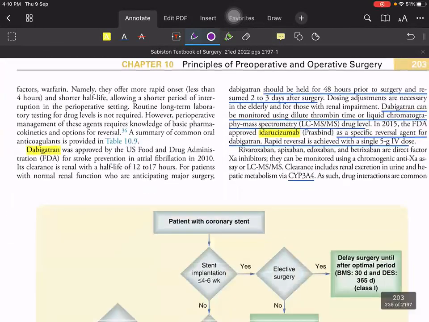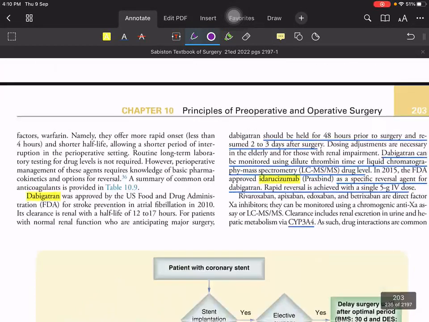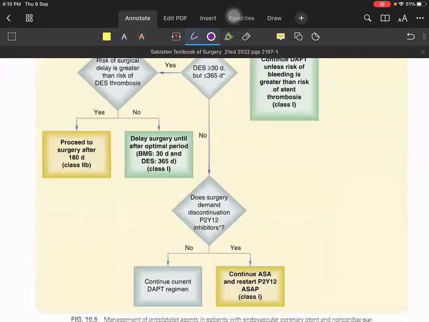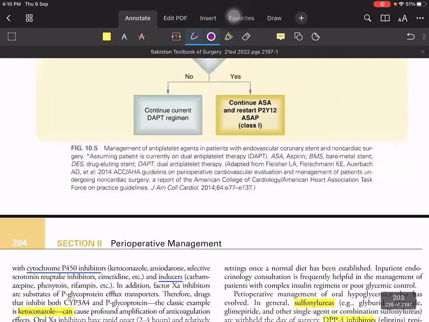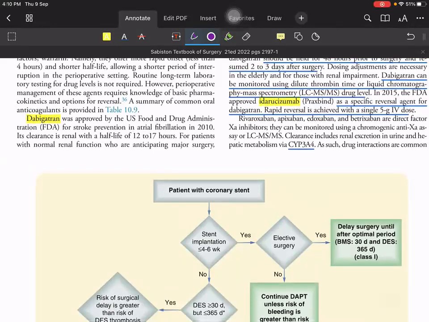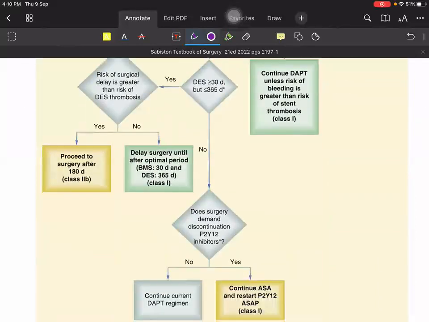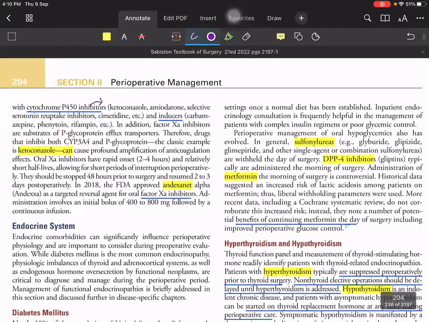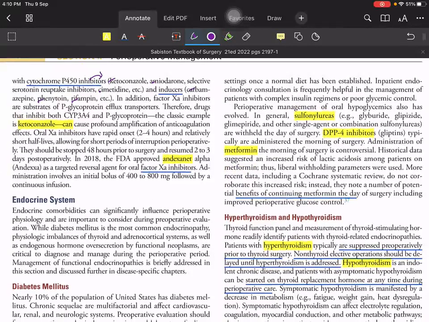That's about the bridge trial. Then dabigatran, which we already saw inside that one. And you have to know about CYP3A4. This applies to rivaroxaban, apixaban, edoxaban, betrixaban, the direct factor Xa inhibitors and all. What are the cytochrome P450 inhibitors? The basic pharmacology question: ketoconazole, imidazole, cimetidine. Inducers means carbamazepine, phenytoin, rifampin.